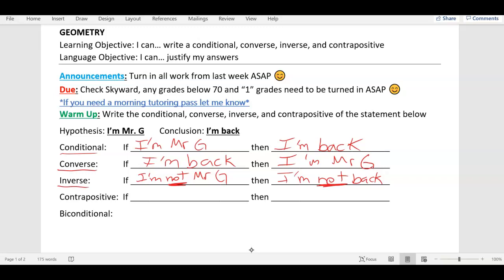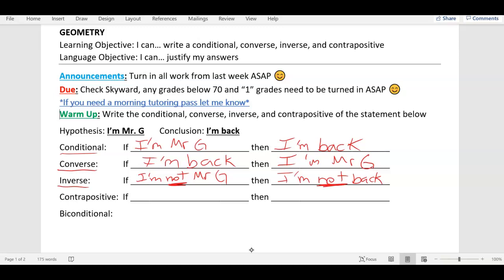So far we have the original if-then statement. Converse, we switch them. Inverse, leave them the same way, but they're opposites. Now, contrapositive, a 5-syllable word. That's kind of a confusing looking word. It's a complicated word, so it's more complicated. It's 2 steps instead of 1 step. So the converse was just switch. The inverse was just opposite. Contrapositive is going to be both switch and opposite.